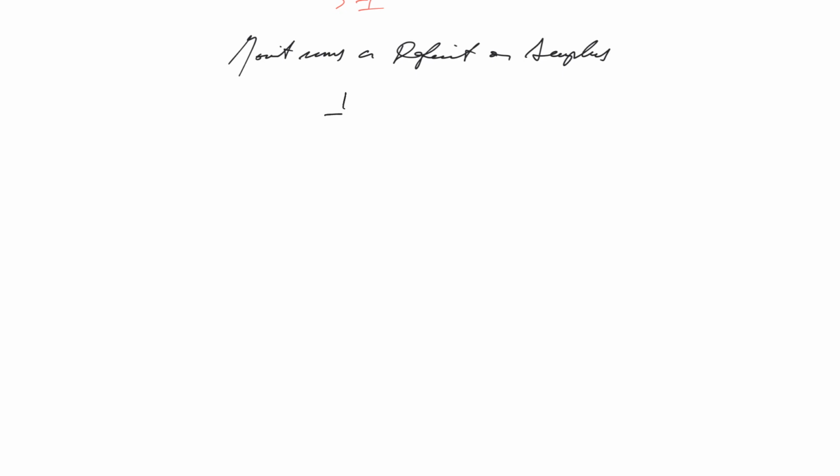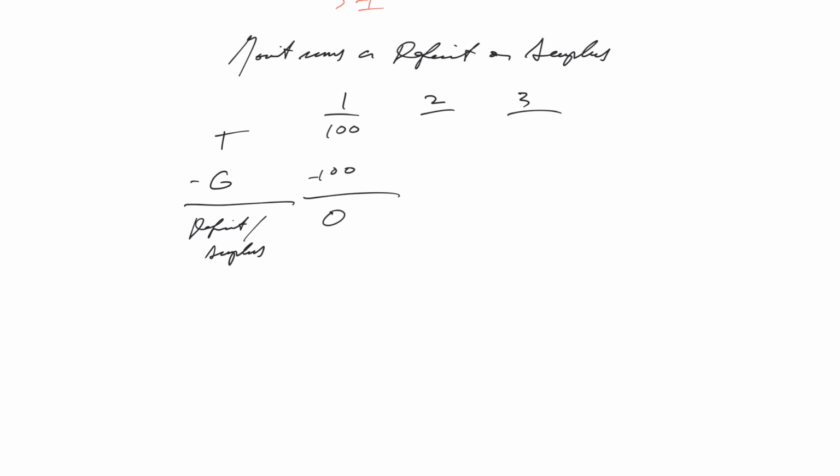Let's say this is year 1, year 2, year 3. And this is T, this is G, T minus G, and this is deficit or surplus. Well, let's say in year 1, tax revenues are 100, and government spends 100. That is what we call a balanced budget. They didn't spend any more than they brought in through taxation.